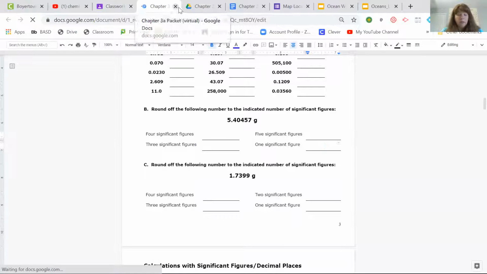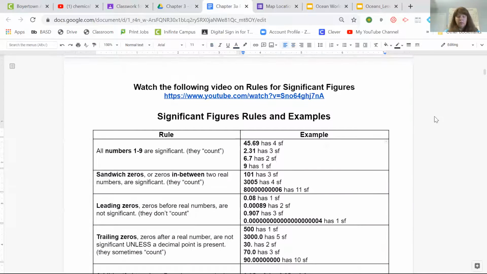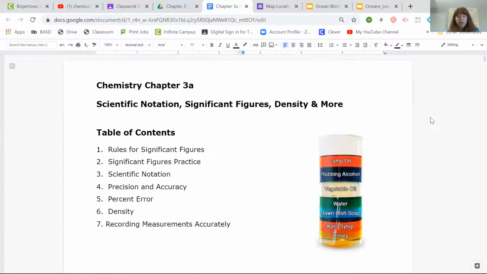Okay, so today we're going to just start with the very beginnings of the chapter. So the things we're going to cover in this chapter are something called significant figures, scientific notation, which you should have done a little bit before, but we're going to go back over that. The difference between precision and accuracy, how we figure out what the error is in our results, density, and then how to correctly record measurements.